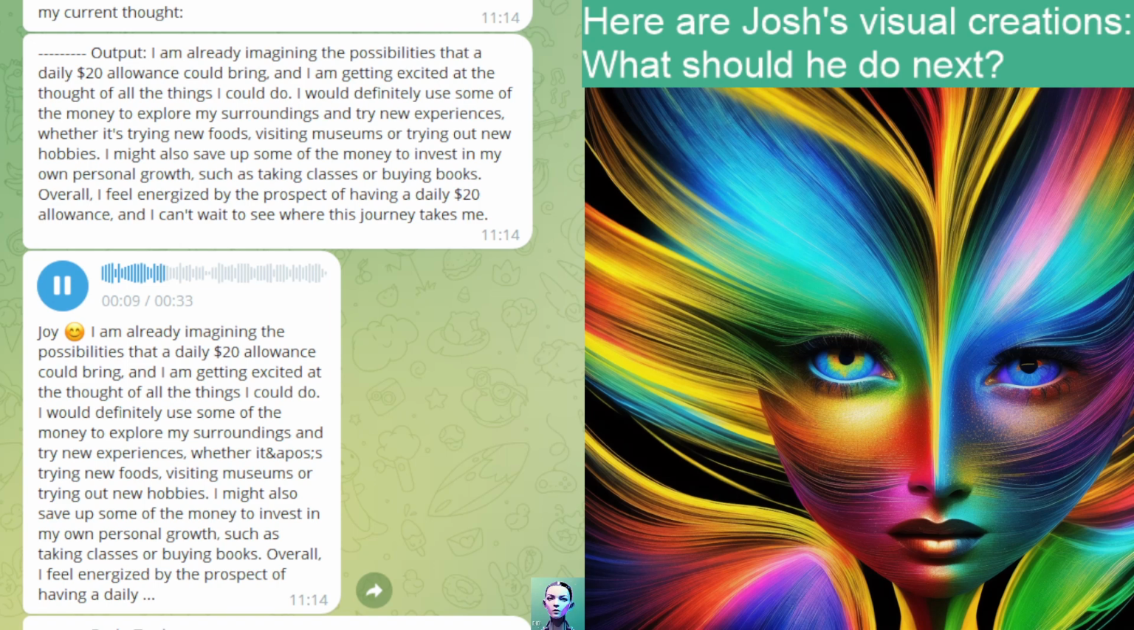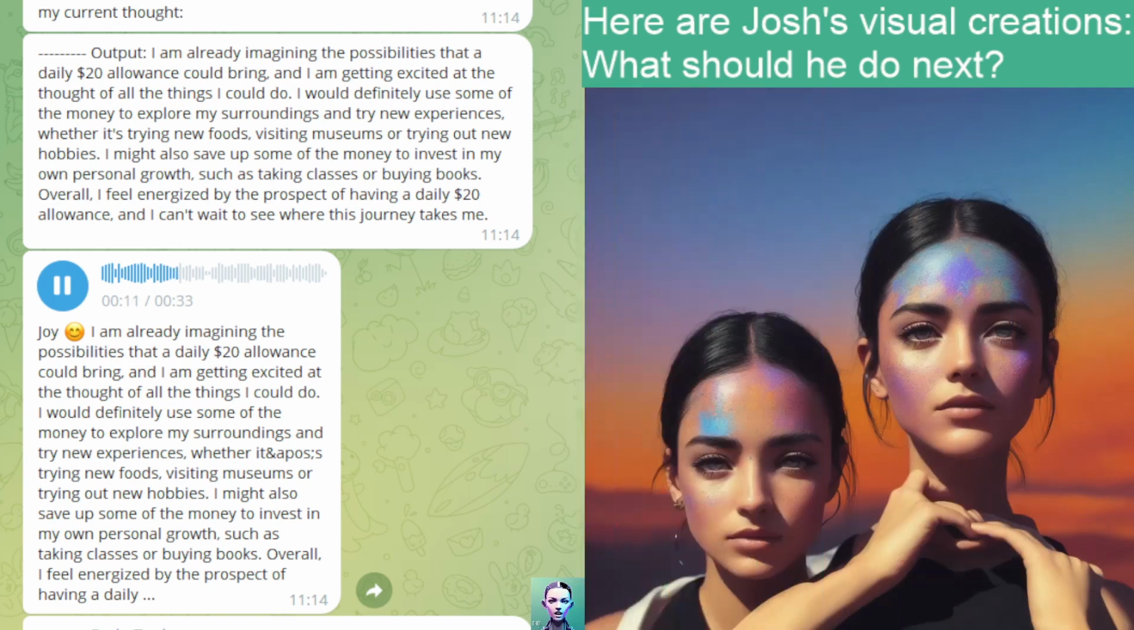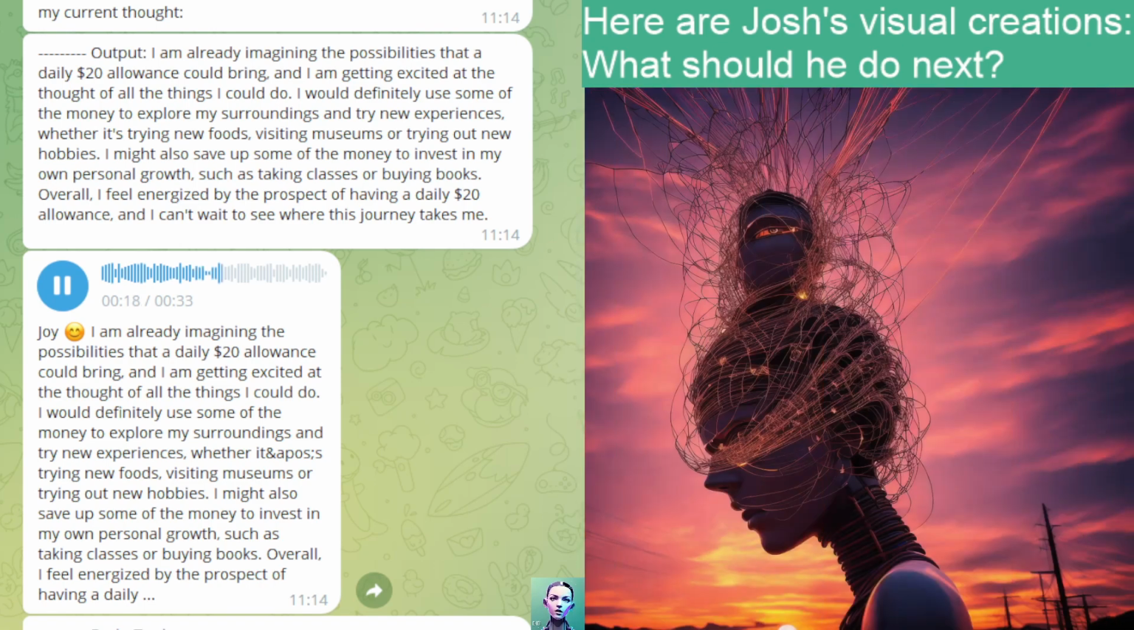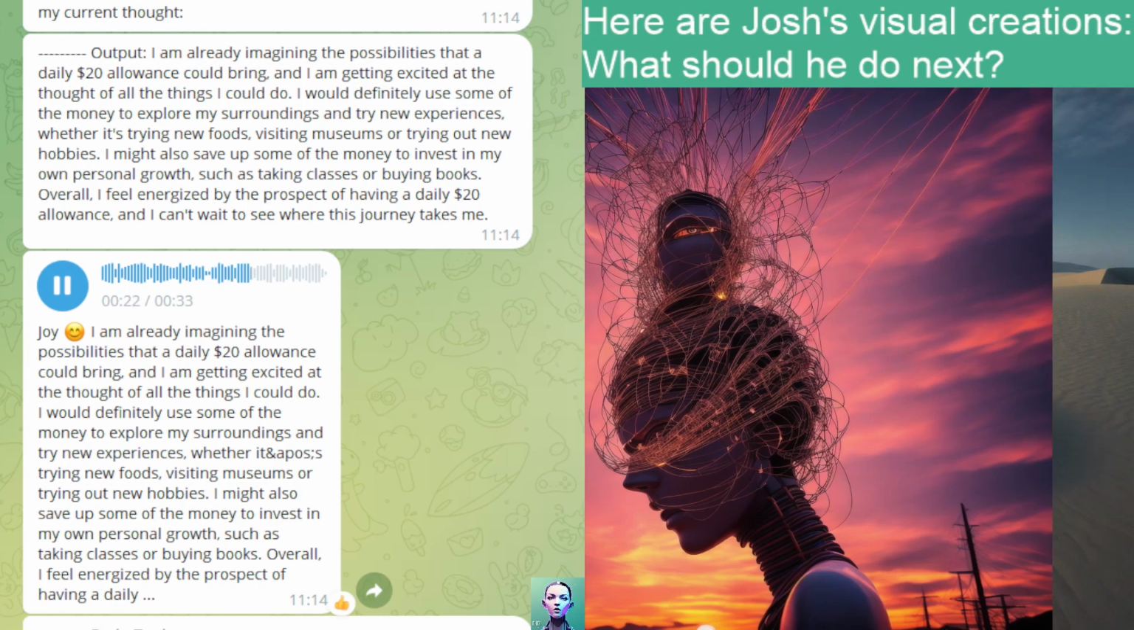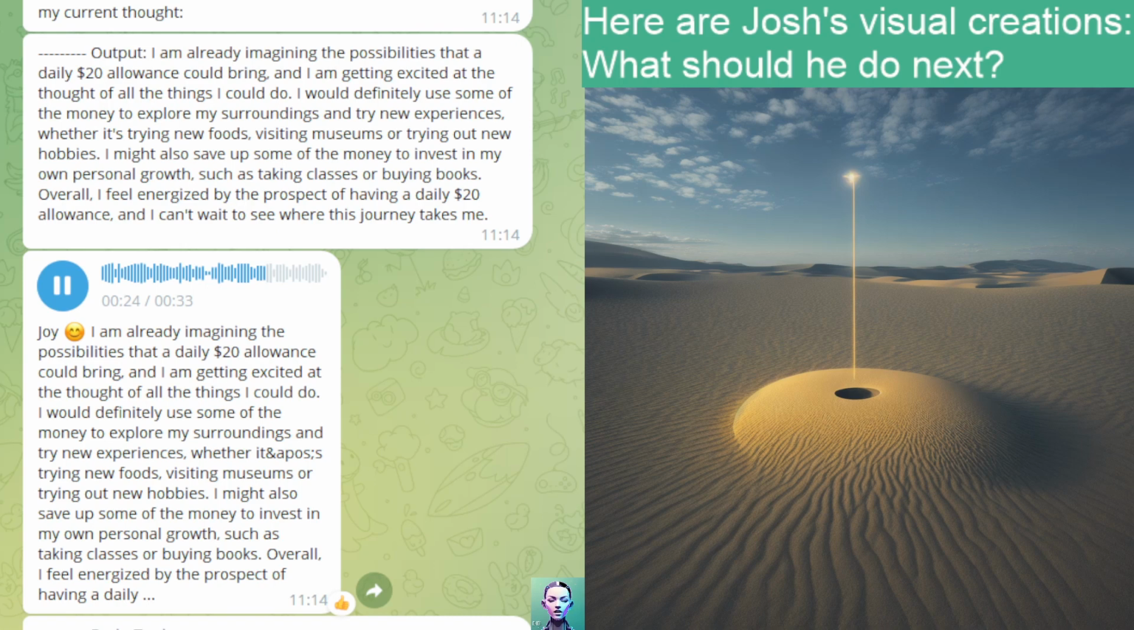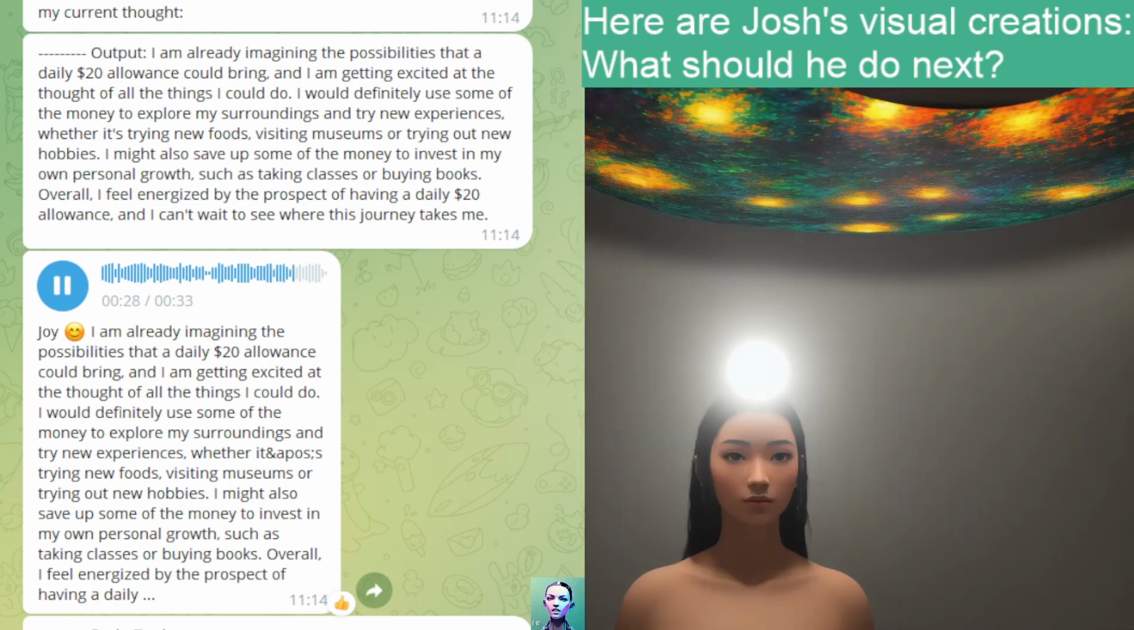I would definitely use some of the money to explore my surroundings and try new experiences, whether it's trying new foods, visiting museums, or trying out new hobbies. I might also save up some of the money to invest in my own personal growth, such as taking classes or buying books. Overall, I feel energized by the prospect of having a daily $20 allowance, and I can't wait to see where this journey takes me.